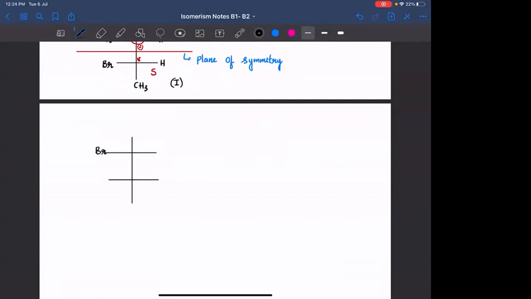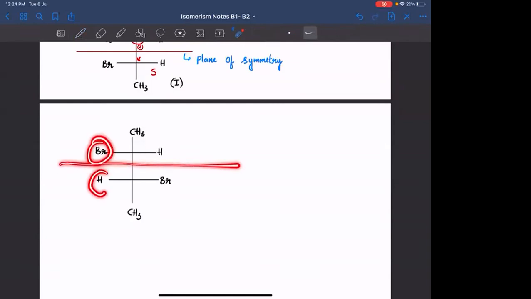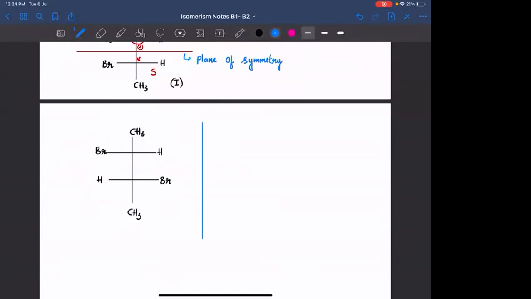यहाँ पे Br है. This is hydrogen. Hydrogen. Br. CH3 and CH3. Is there any plane of symmetry for this molecule? There is no plane of symmetry, right? यहाँ पे bromine है तो यहाँ पे hydrogen है. There is no plane of symmetry. So this molecule will be chiral. Definitely it will be chiral.